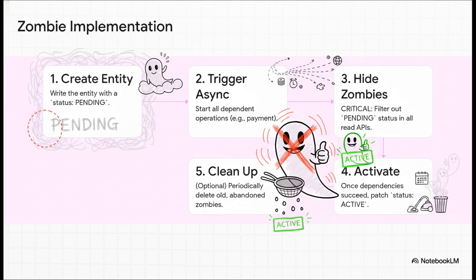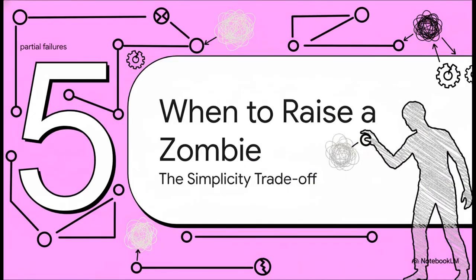Then, step 4, once all those other jobs report back success, you just do one tiny update. You patch that status to active. And poof, the zombie is now alive. And finally, you can have a simple cleanup job that runs every now and then to just delete any old zombies that got abandoned. Now you might be thinking, this adds a little bit of overhead, right? An extra field, a filter on all my queries. And you're right, you don't need to use this for every single write. The real skill is knowing when to make that trade-off between this extra resilience and just keeping things simple.